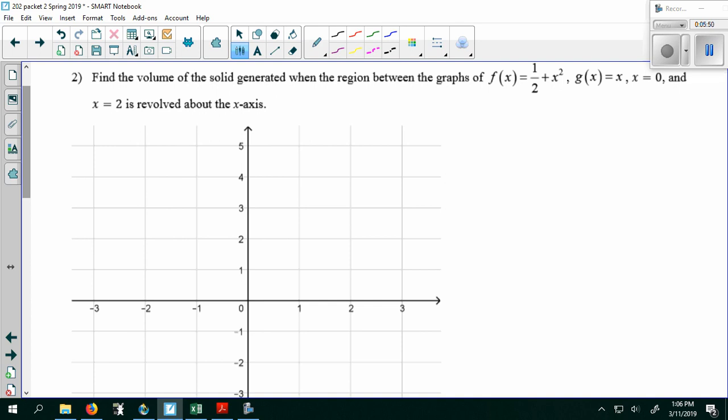f of x equals 1/2 plus x squared. So some points on that curve would be 0, 1/2, 1, 1.5, and 2, 4.5. So connect those. That's f of x. And then g of x equals x, so that would be 0, 0, 1, 1, 2, 2, like this.